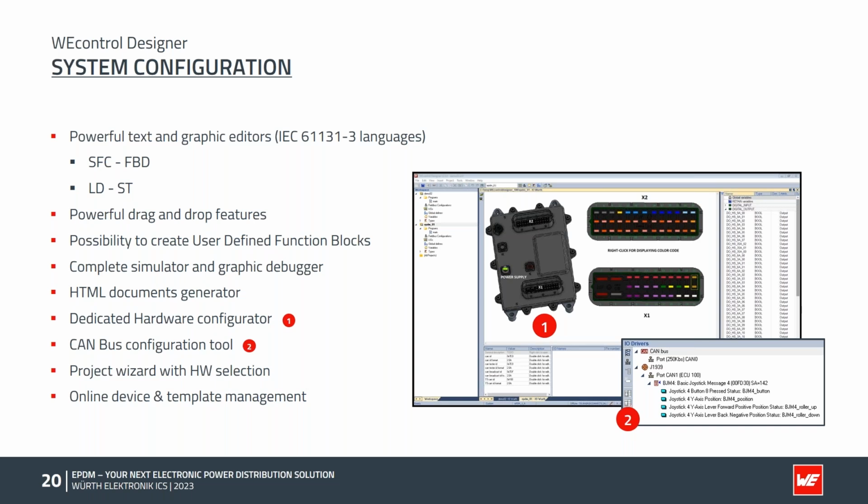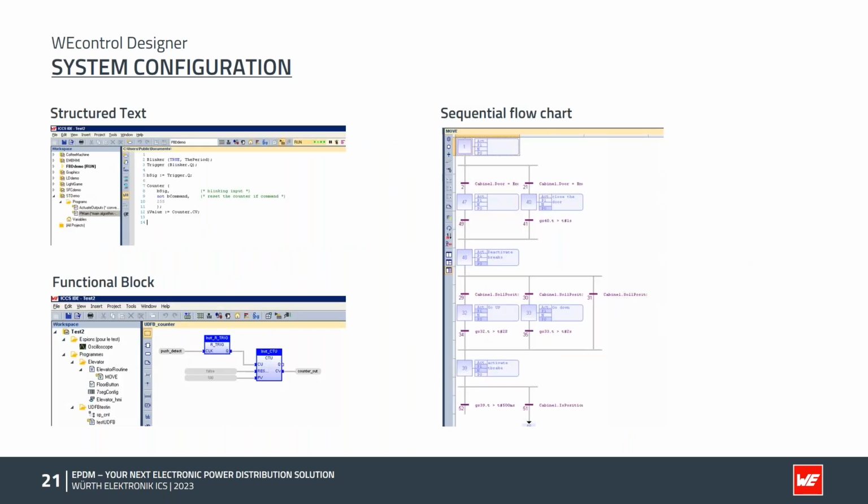We do offer with this tool an online template management as well as an online target management, which means that you will be up to date no matter what. And if we propose a new device to the market, it will automatically be proposed in our programming environment. Here are some examples of structured text, function block, and sequential flowchart. Of course, you can convert from one programming style to another one directly within the programming environment.